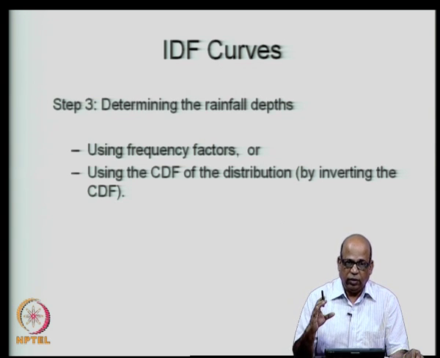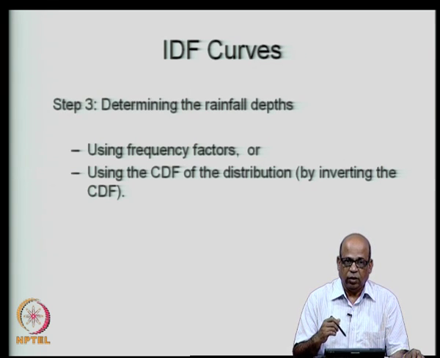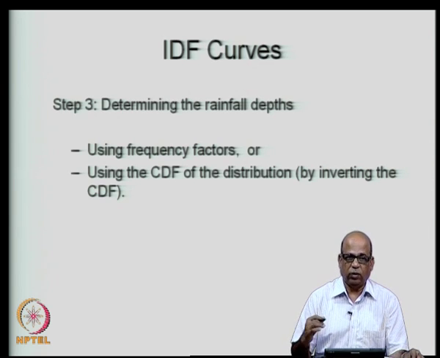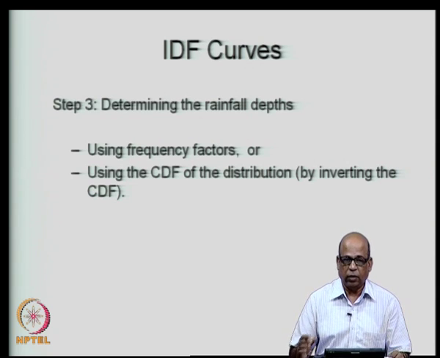What we are interested in is, for a given return period, the rainfall depths. For a return period of, let us say, 2 years, what is the rainfall depth that we need to use, for 10 years, what is the rainfall depth, for 100 years, what is the rainfall depth. This is typically done by frequency analysis, as we have discussed in the earlier lectures: for a given return period, how to obtain the critical value of the rainfall.